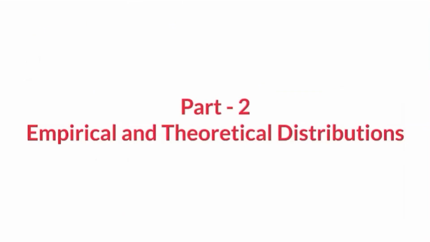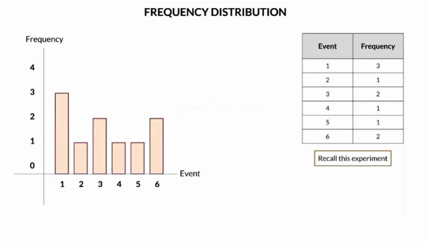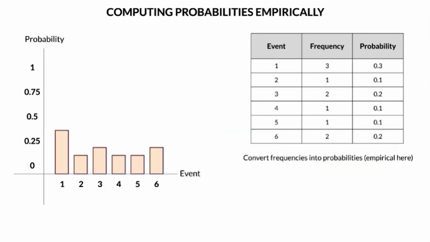Which takes us to empirical and theoretical distributions. How do we connect these two things? First of all, what's a probability distribution? So just recall this dice experiment in which I rolled the die 10 times. These are the events, these are the frequencies. I have my frequency distribution here. Great. All I have to do now is divide by 10, correct? I just need to divide by 10 all of these frequencies.